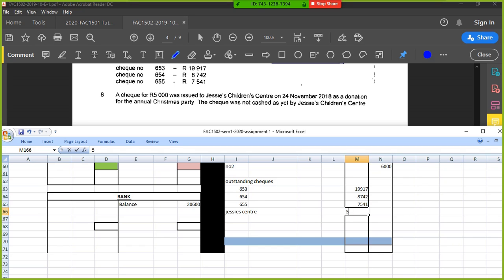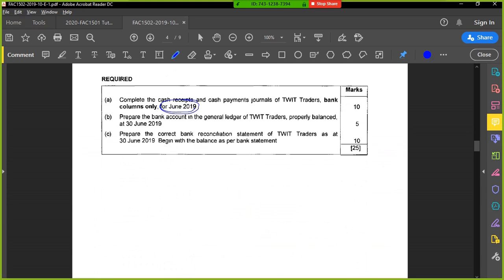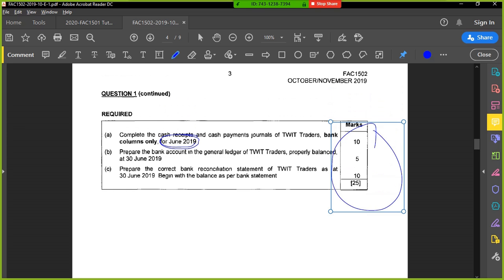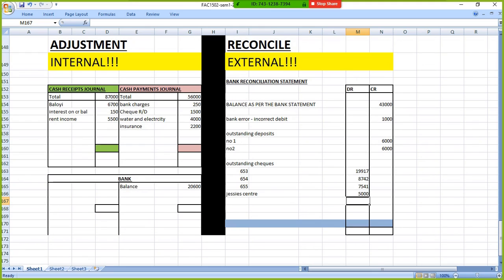What is it? 5. Okay, was there anything else? No, that's it. Okay, this question was out of 25 marks. It was supposed to take us 30 minutes. Let's see how we did. If we didn't get it right, then we need to go back and look for corrections. Let's hope. Okay, sum up.